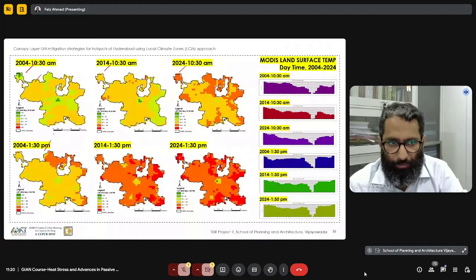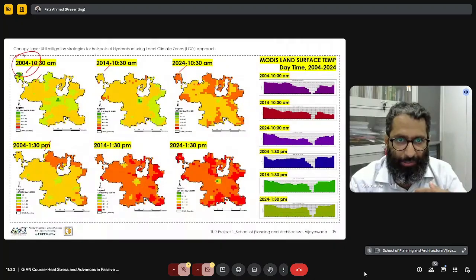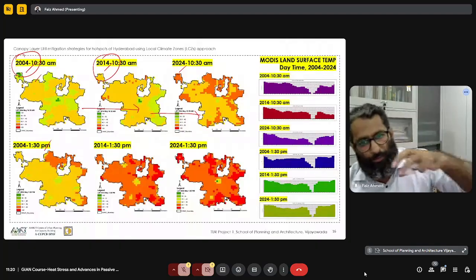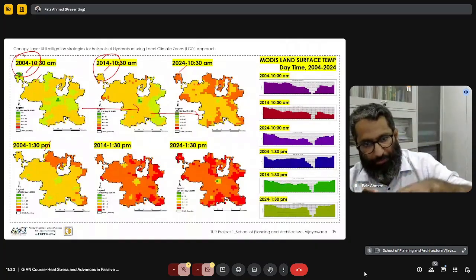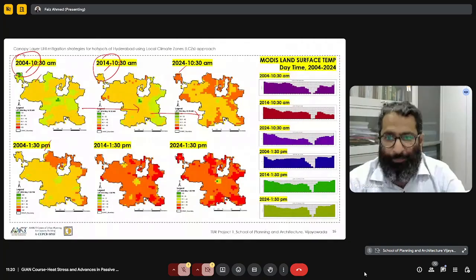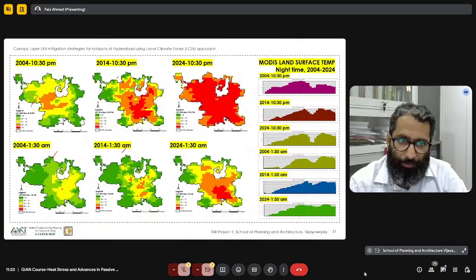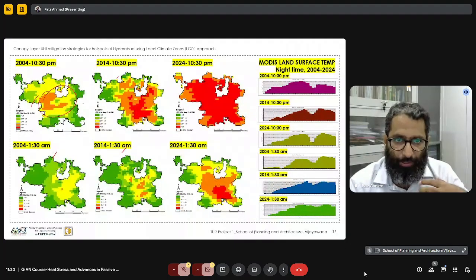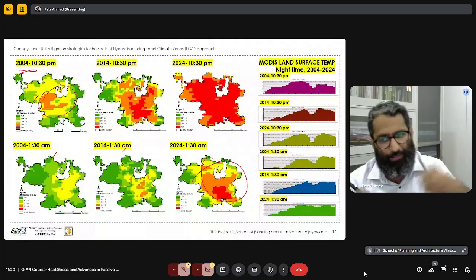And you can also see the difference in terms of year. For example, in 10 years, you can see how the change has occurred in terms of the temperature across the city, and what is the intensity of these temperatures during this period. And the same happens during the night time as well. You can see the concentration of heat at 10 p.m. Concentration of heat in the later night as well.